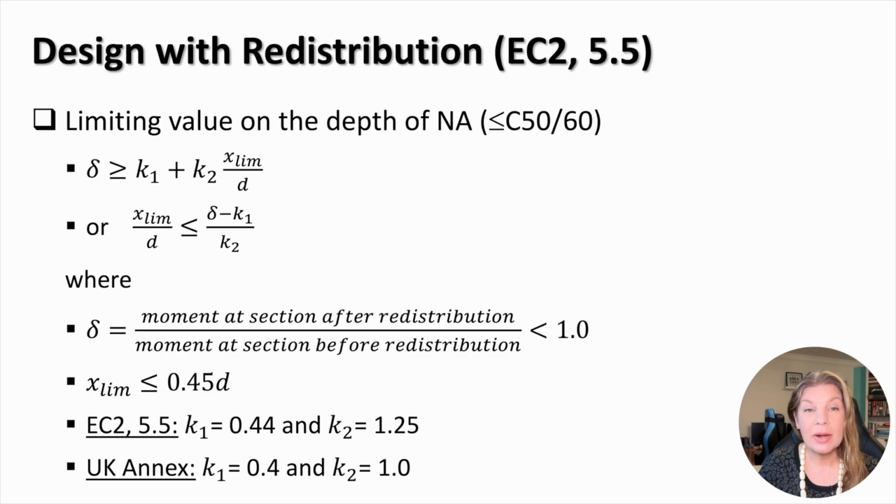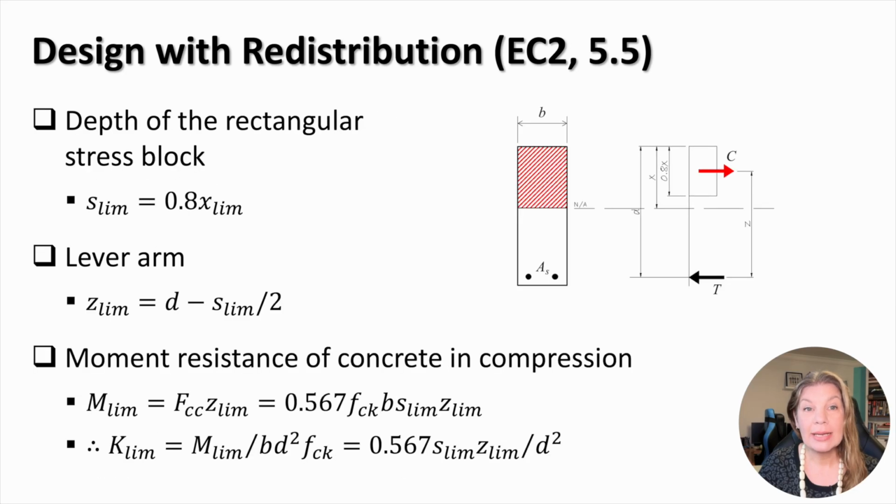Eurocode 2 sets the parameters K1 and K2 equal to 0.44 and 1.25 respectively, while they're corrected to 0.4 and 1 by the UK's National Annex. Applying a limit on the depth of the neutral axis limits the maximum moment that the design reinforced concrete section can carry. When a rectangular stress block method is used in design, the limit value of bending moment and corresponding parameter K can be found as shown on this slide.